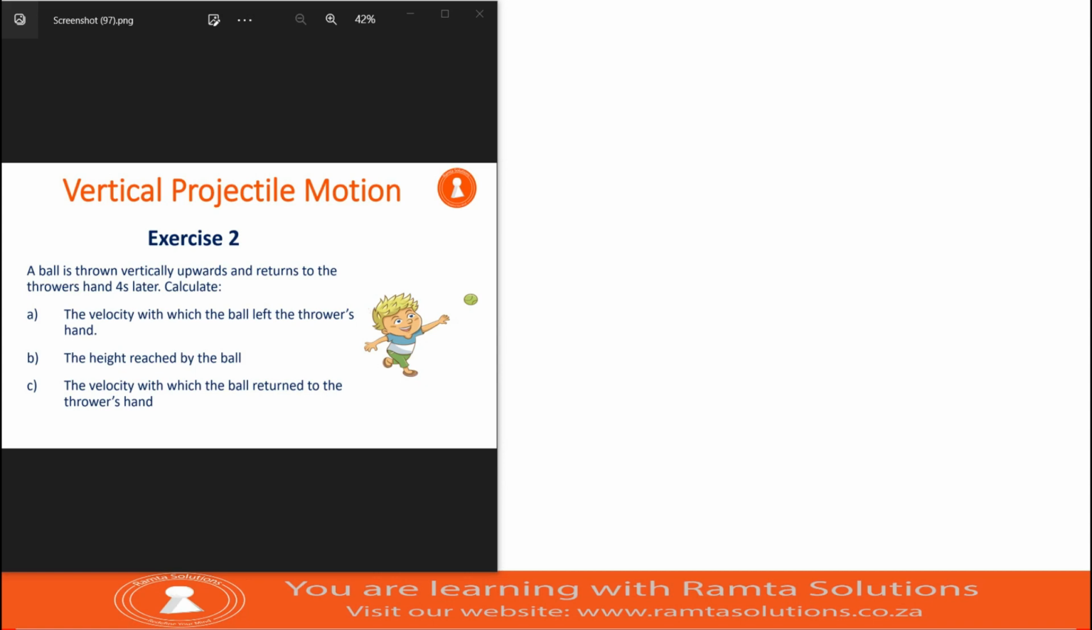Today in our lesson, exercise 2 of vertical projectile motion, we're looking at a case where a ball is thrown vertically upwards and returns to the thrower's hand 4 seconds later. As you can imagine, this is the ball. The motion of the ball is like this. This is it initially and this is it finally. This entire motion lasts for 4 seconds. Question A says, calculate the velocity with which the ball left the thrower's hand.